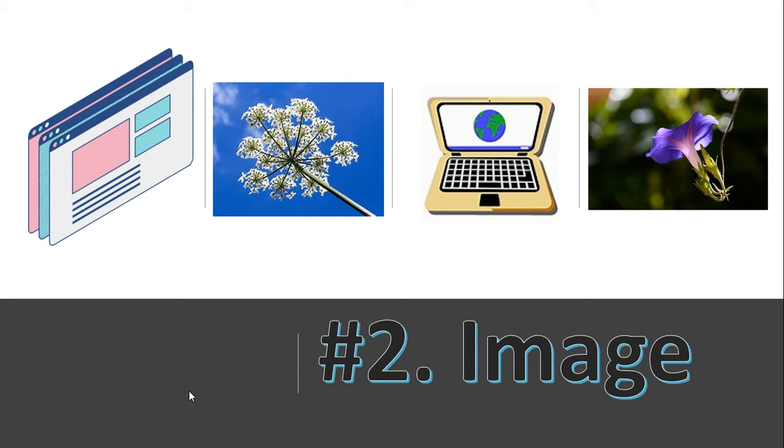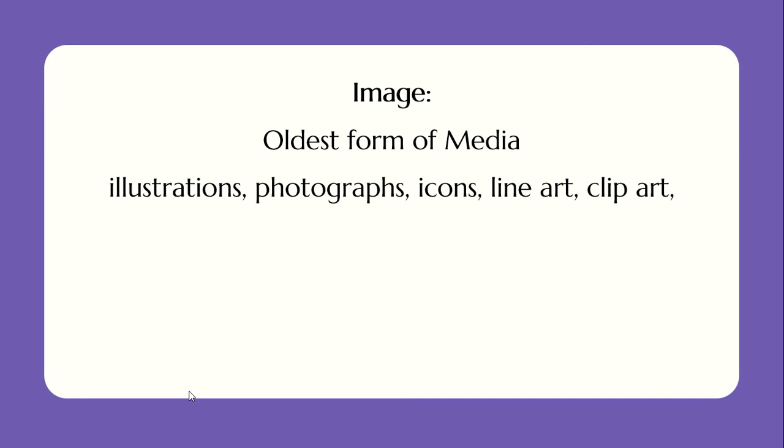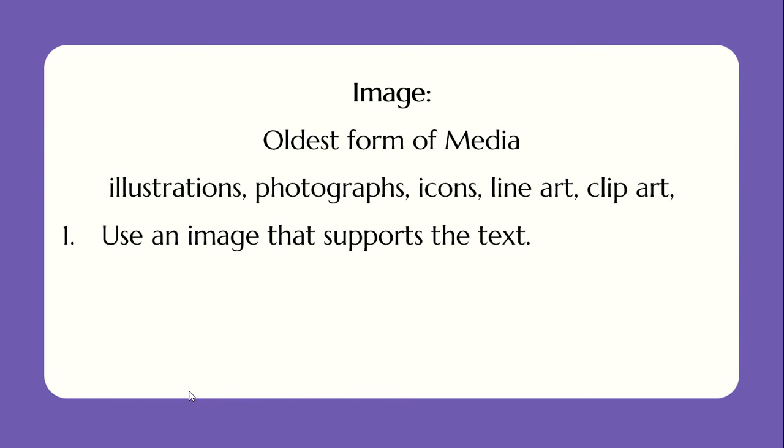Now let's have static images. Images are perhaps the oldest form of media. Humans learned to draw images even before they learned to write text, and images can be of many types. Common images include illustrations, photographs, icons, line art, clip art, and others. And the following are some tips for the best use of images in e-learning.